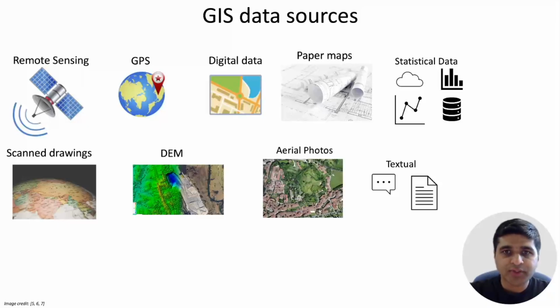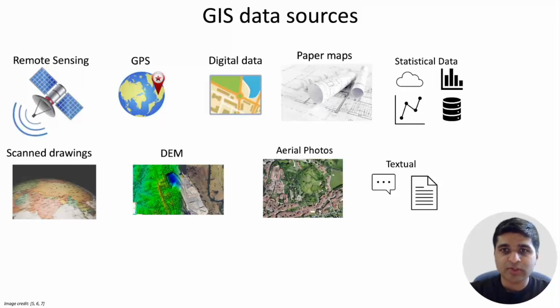Traditional paper maps can also be digitized and used in GIS, allowing us to compare present-day conditions with historical maps. Government and research agencies often provide ready-to-use digital data in formats like vector and raster data. Census data, surveys, and other statistics are also powerful sources when linked to specific places.